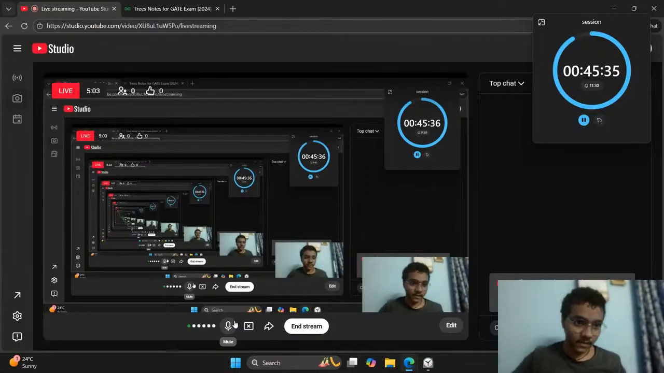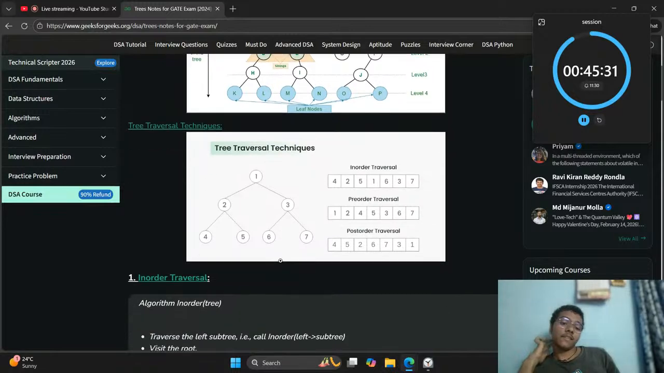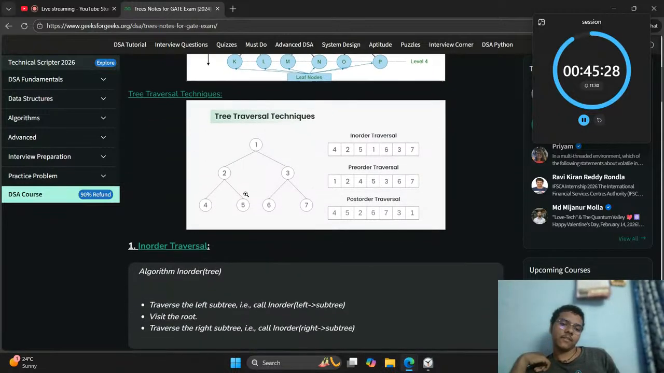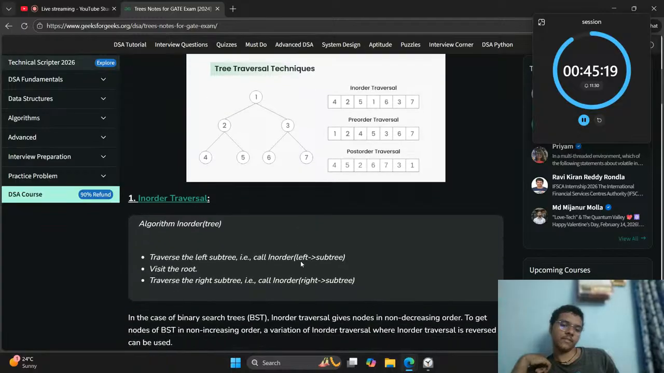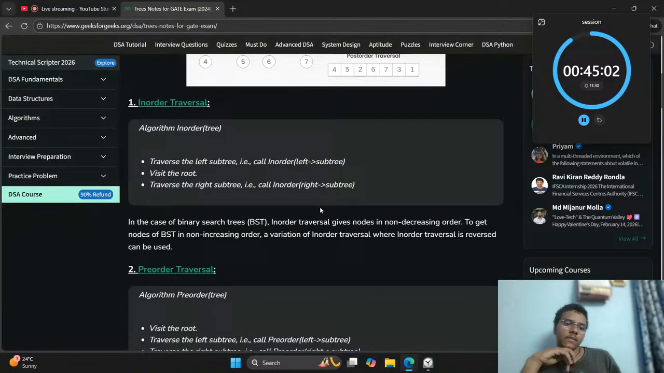All right, let's continue. Tree traversal techniques. We have in-order traversal. In-order is where you visit left, then the root, then right. So 4, 2, 5, 1, 6, 3, 7. Yes. Pre-order traversal: you visit the root first. 1, 2, 4, 5, 3, 6, 7. Yes. Post-order traversal: 4, 5, 2, 6, 7, 3 and 1. Nice.